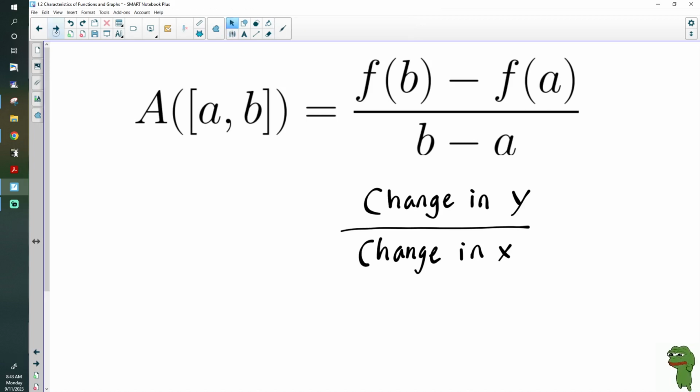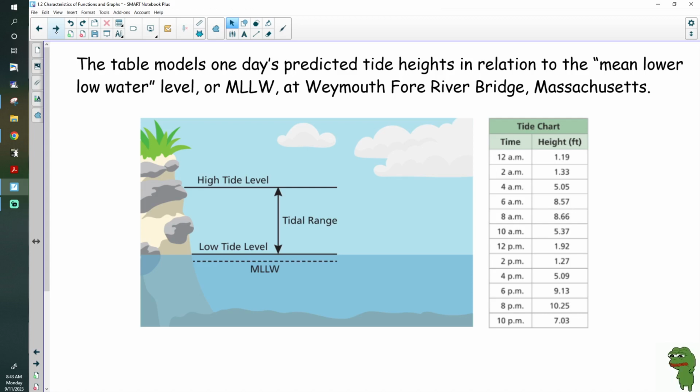Okay, so let's do this. We got more water. The table models one day's predicted tide heights in relation to the mean lower low water level, or the MLLW, at the Weymouth Fore River Bridge, Massachusetts. So here's just a little picture to show you.